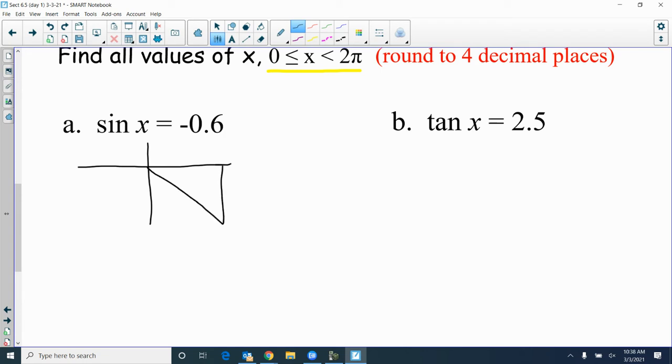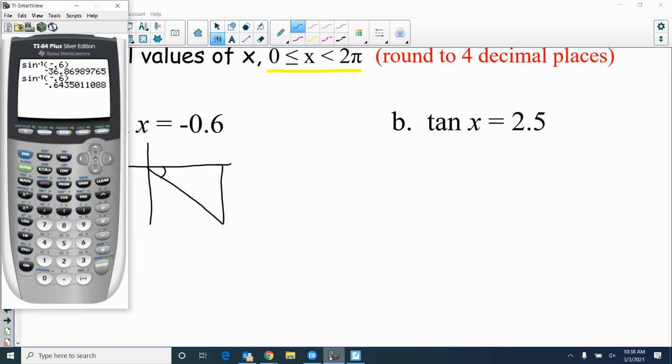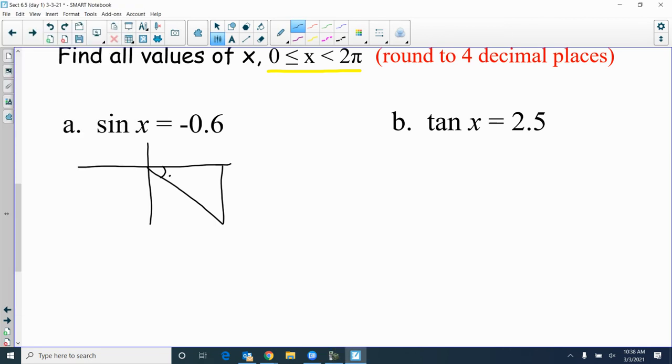That is basically your reference angle. You don't necessarily need the negative at this point. It's going to be 0.6435. If you just put 0.6435, that's wrong too, because 0.6435 would be in quadrant 1. Do you know how to find what this actual angle is?